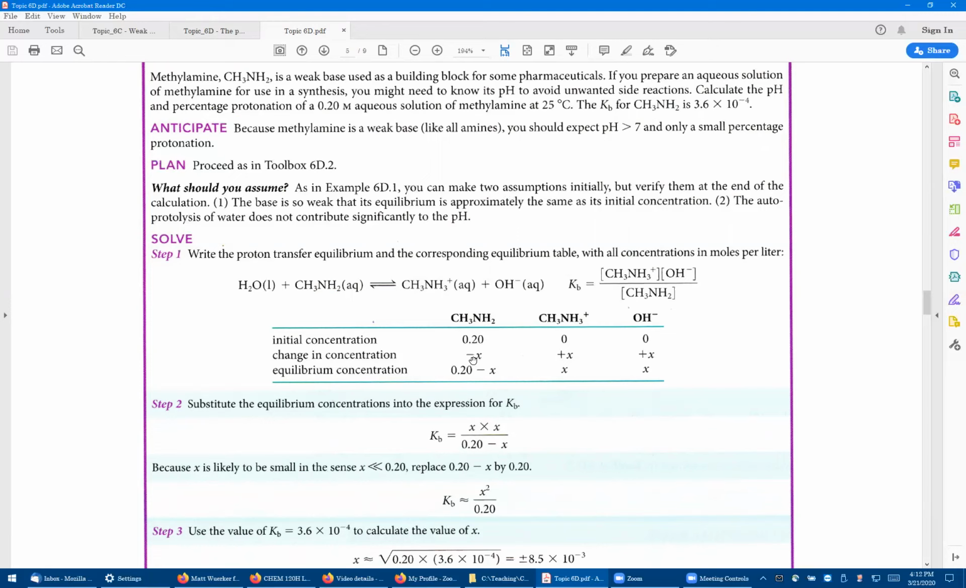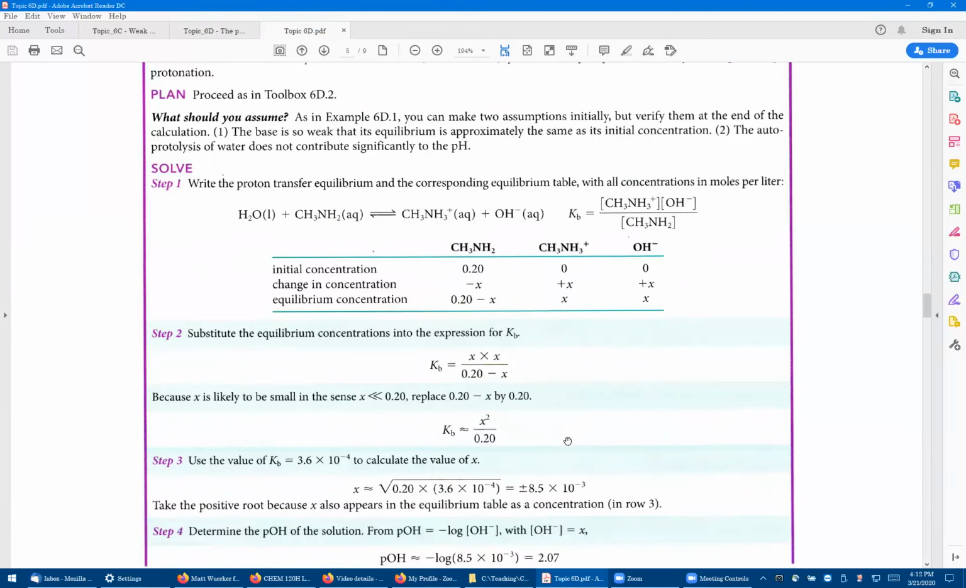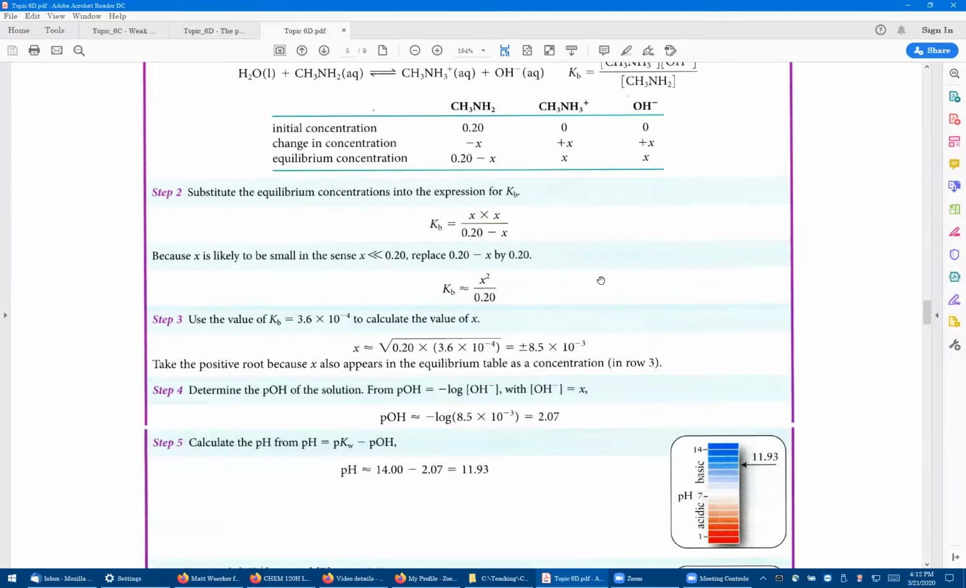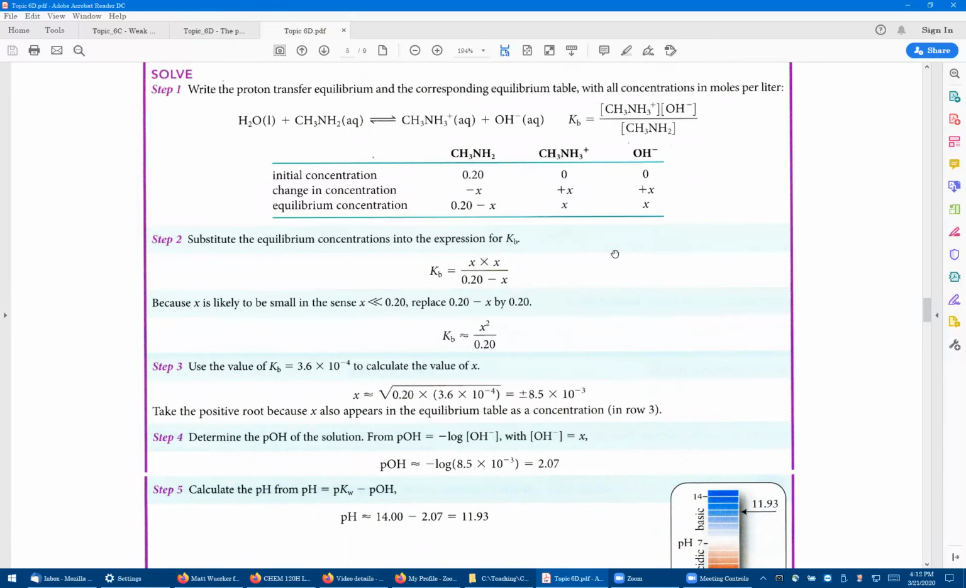The methylamine goes down by X. The methylammonium ion and hydroxide go up by X. So at equilibrium, the concentration of methylamine is 0.2 minus X, and both of these two are X. And so the expression you wind up with is exactly analogous to what we saw for the weak acid, except now it's a Kb, which is equal to X squared, because both of these are equal to X. So it's X squared over 0.2 minus X, which is this value here.